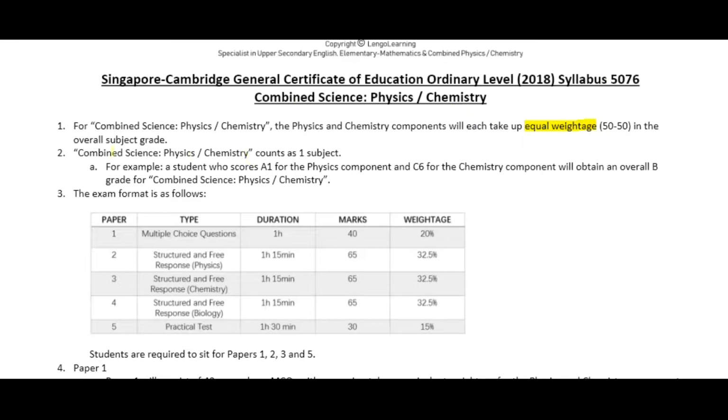And the total grade that you will receive for both of the subjects will be taken as equal weightage as part of one subject, right? So overall, they only count as one subject. So for example, if a student scores A1 for physics and C6 for chemistry, he'll overall obtain a B3 grade for the overall subject combined physics and chemistry.